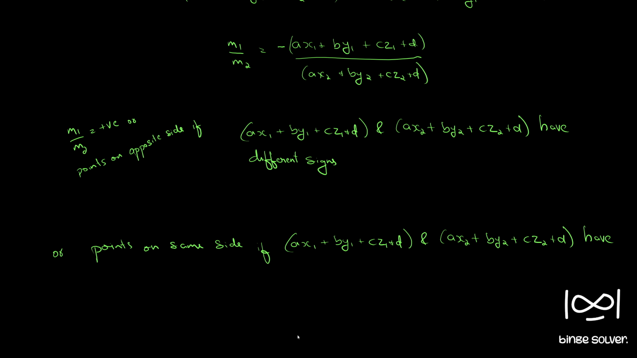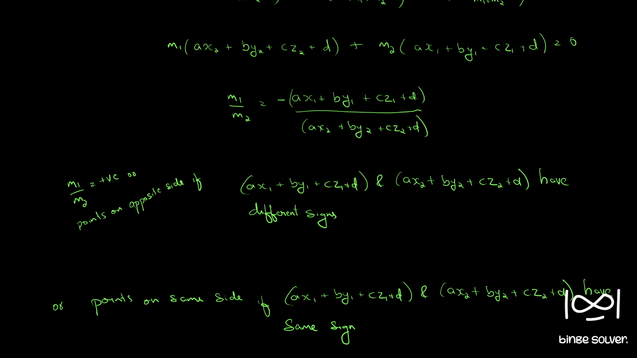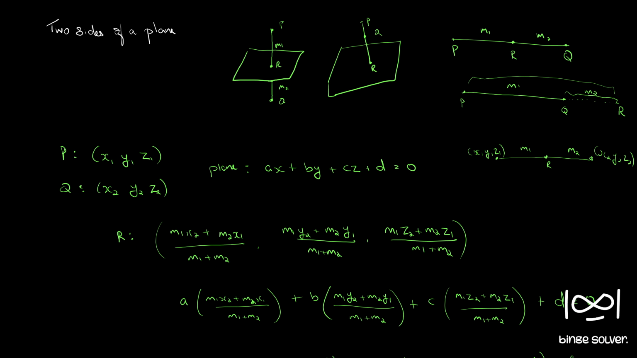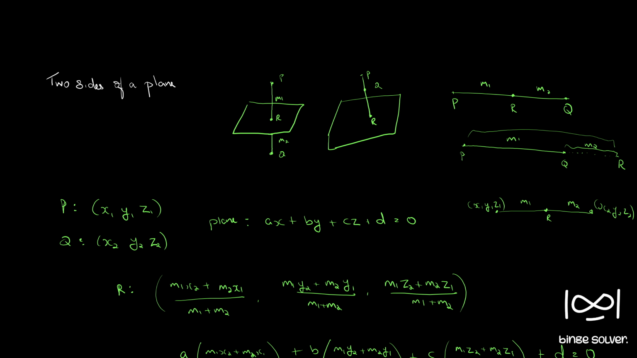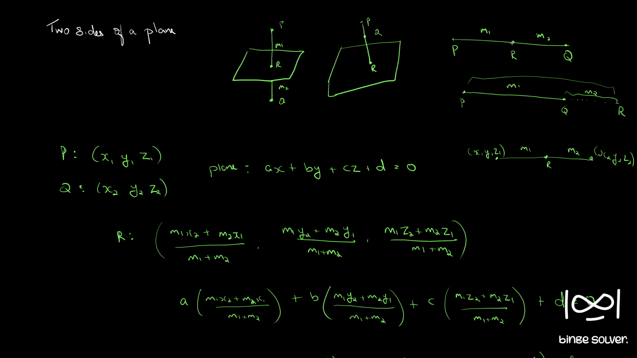Have the same sign. So points are on the same side, and points on different sides we can find out using this concept. I hope it is clear. So we have used two concepts here: whether a point intersects a given line segment internally or externally. That concept we used here. So we can use this to find whether two points are on the same side of a plane or on different sides of a plane.